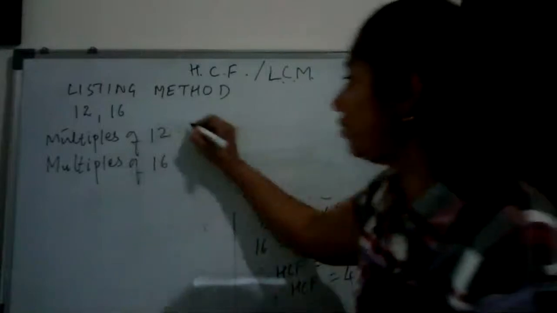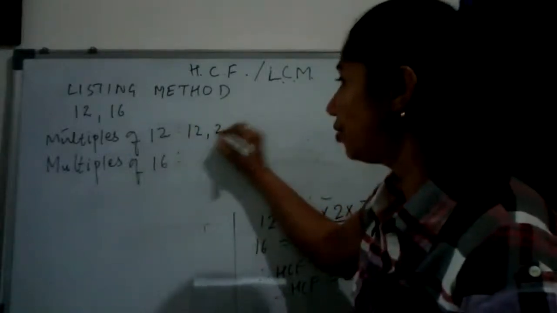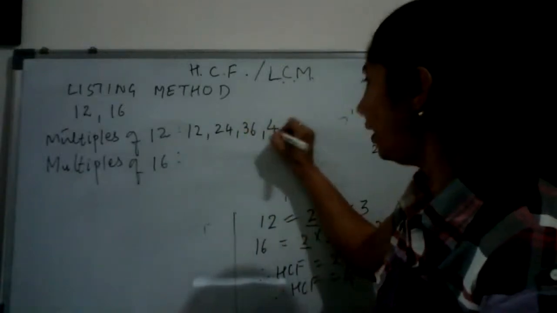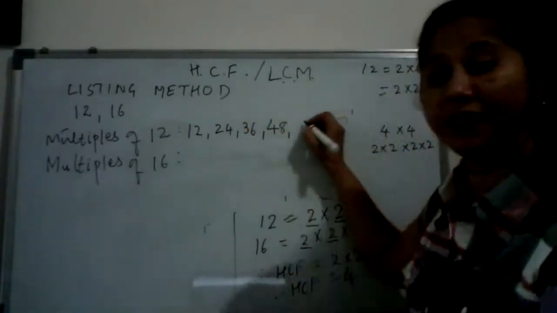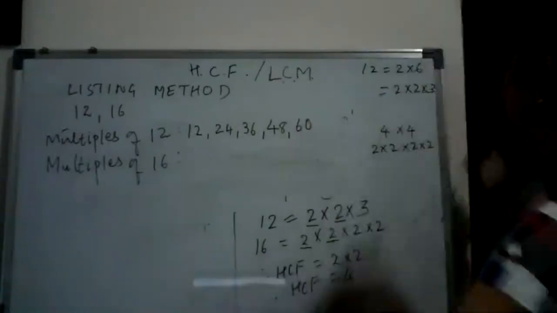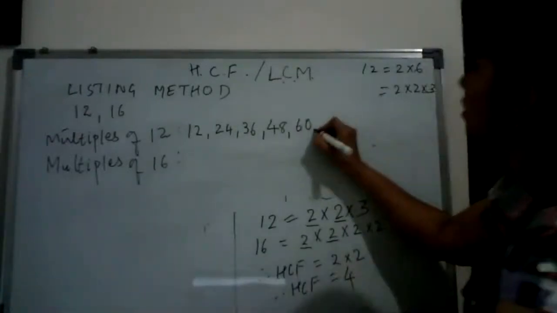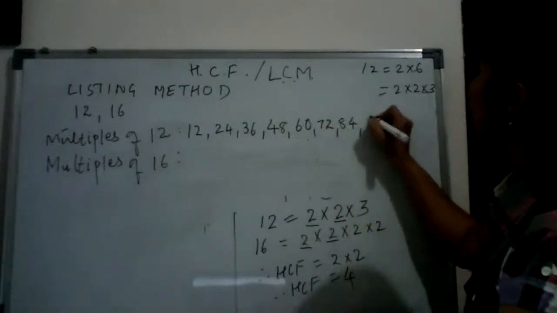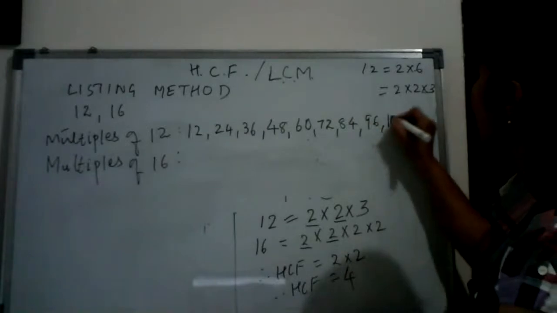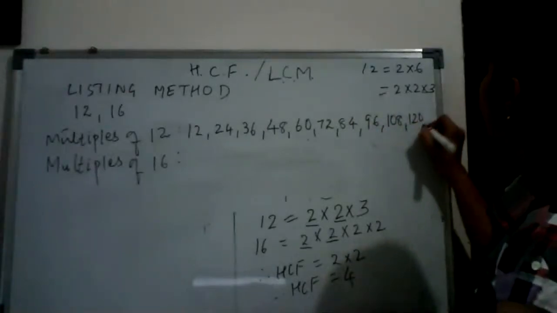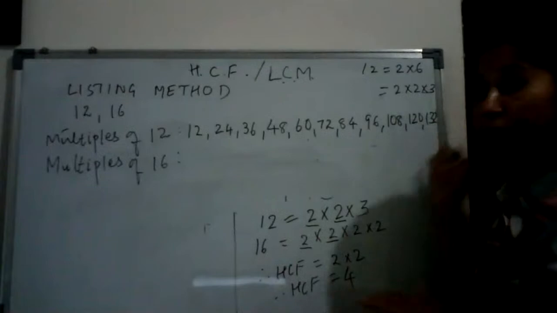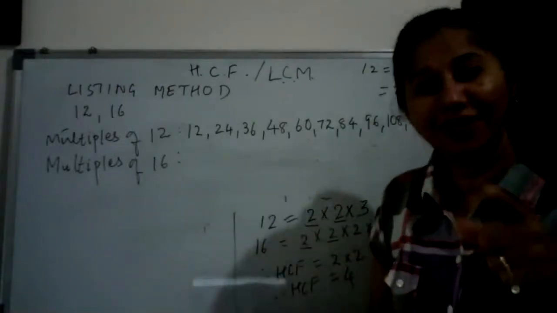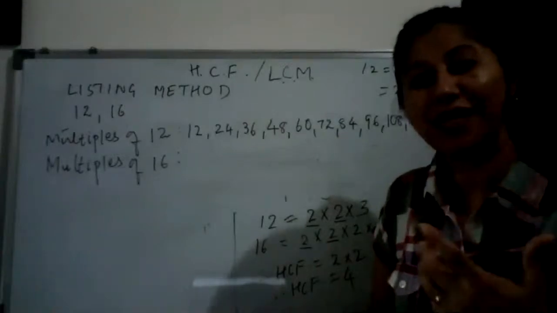That's all. So we know that 12 ones are 12, 12 twos are 24, 12 threes are 36, 12 fours are 48, 12 fives are 60, okay? And go on, 72, then 84, 8s are 96, 9s are 108, 120, 132, space khatam ho gaye. So how many factors, how many multiples I could write it down? Remember the statements, what we used to say?